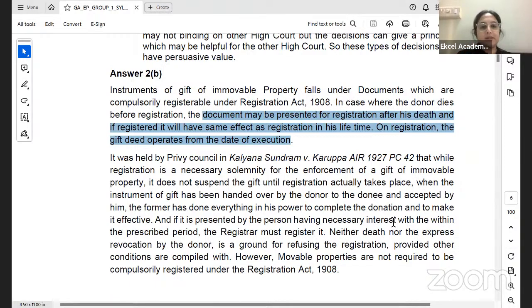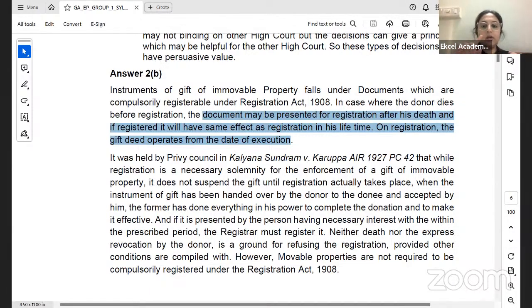Okay, so it may be presented for registration after his death, and if registered, it will have the same effect as registration in his lifetime. So on registration, the gift deed operates from the date of execution. So not from the date of registration, it will operate from the date of execution. So this sentence is important. Okay, you have to concentrate on that.